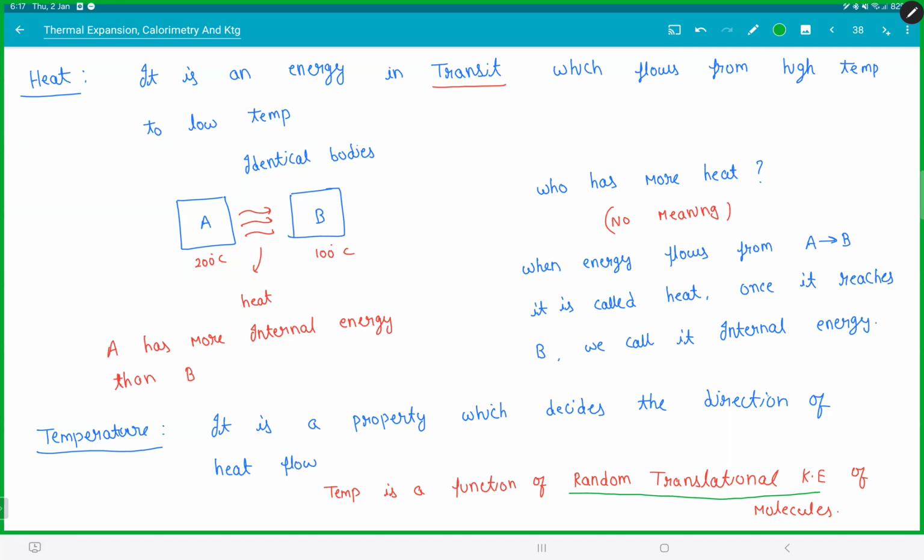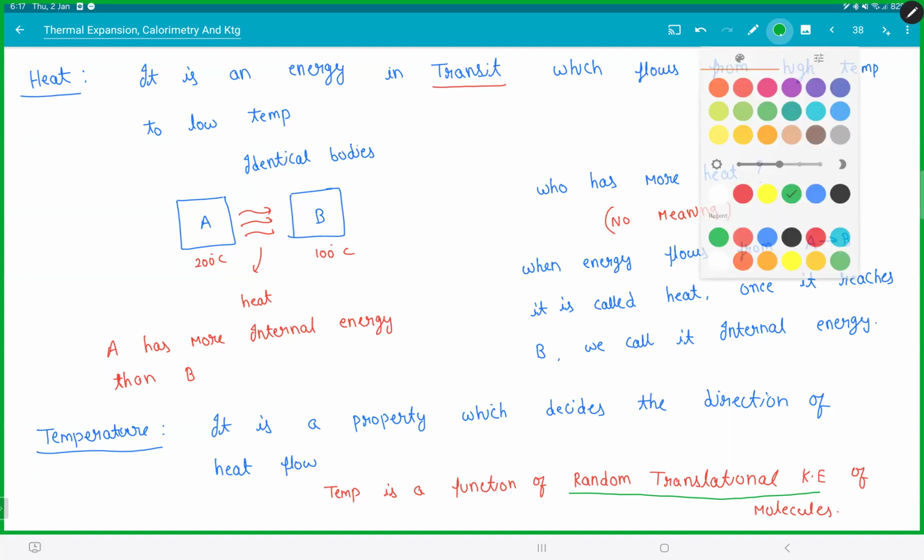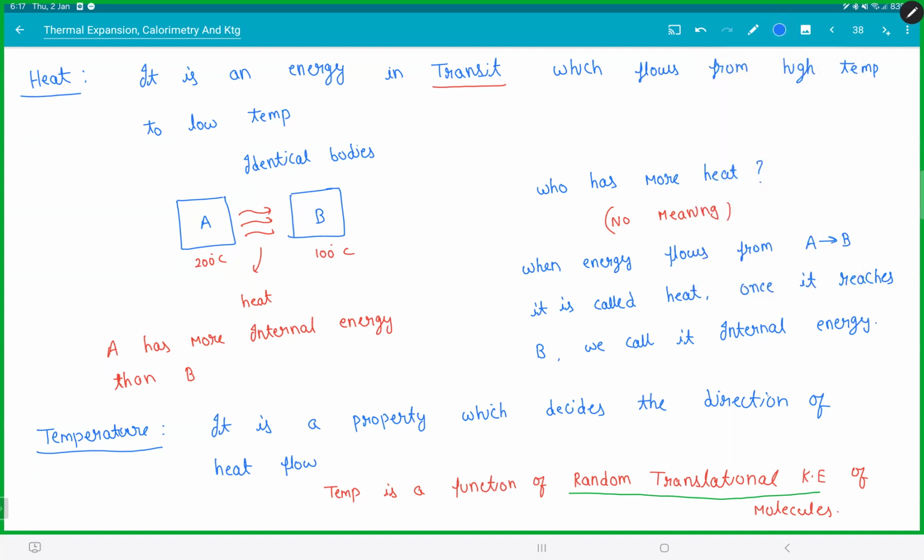So first, let's see what is meant by random. This discussion is important. Again, we'll encounter the same discussion about this random stuff in current electricity. All clear with this page?